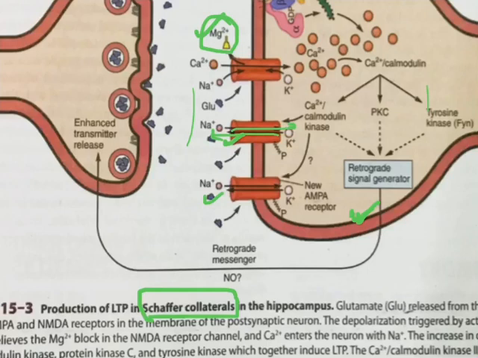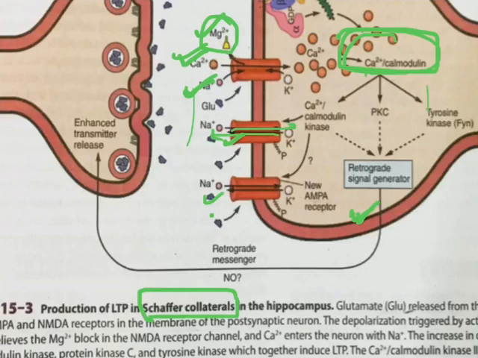Now, through this NMDA receptor, sodium influx happens and calcium influx happens, because this receptor is permissible for the sodium as well as the calcium. The AMPA receptor was not permissible for the calcium. So this calcium will enter and get attached to the calmodulin.